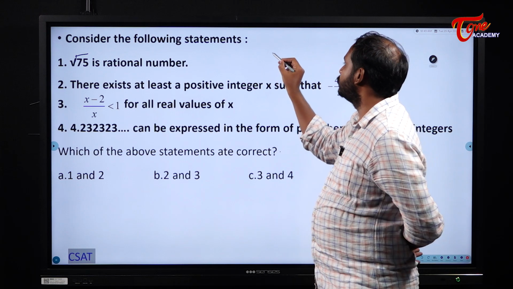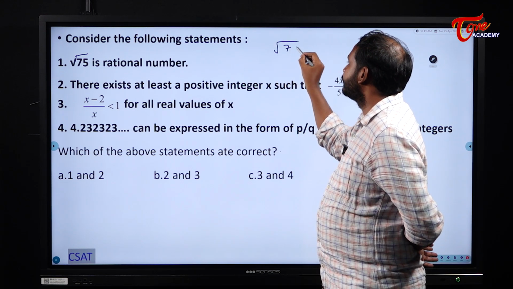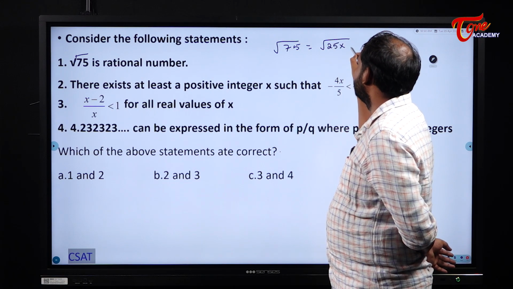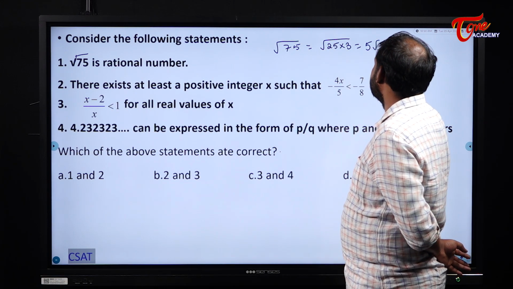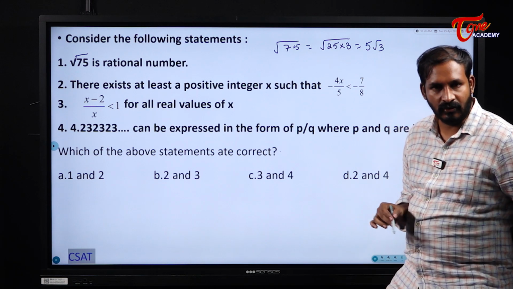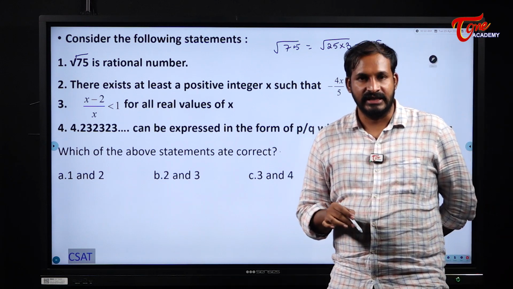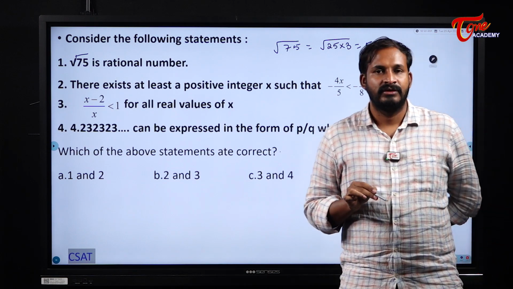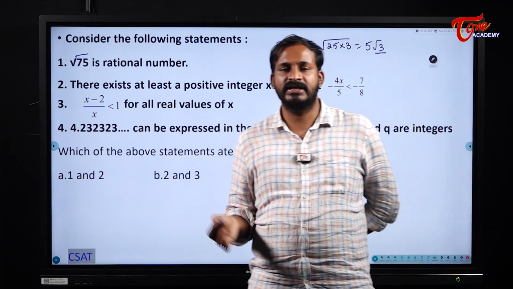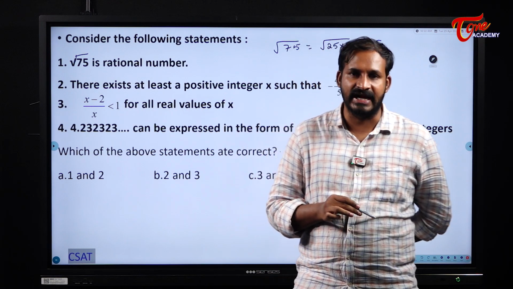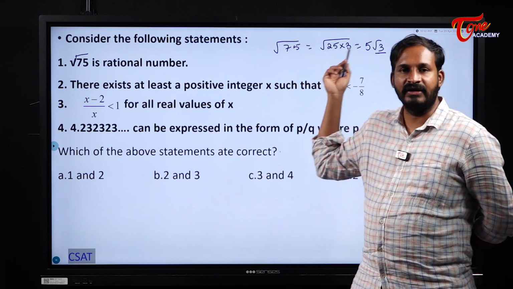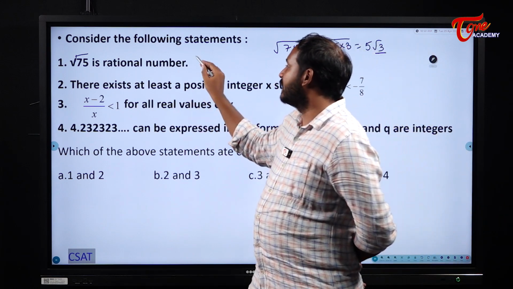What can I actually write root 75 as, students? I can write root 75 as root 25 into 3, which I can further write as 5 root 3. Is 5 root 3 a rational number? No, 5 root 3 is not a rational number. What is the reason? Root 3 is not a rational value. In some cases you will assume it as 1.732, but it is not the exact value of root 3. So root 3 is irrational. So obviously 5 into root 3 also will become an irrational number.